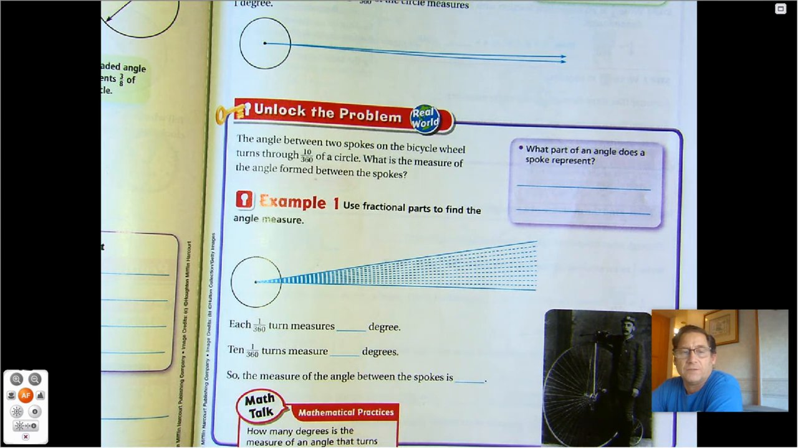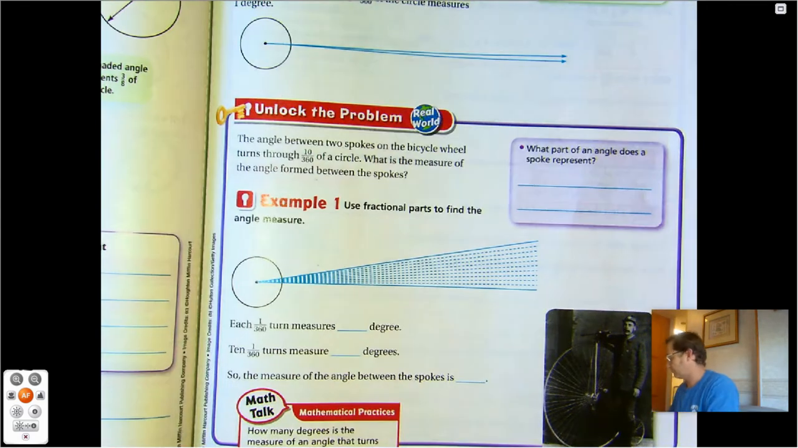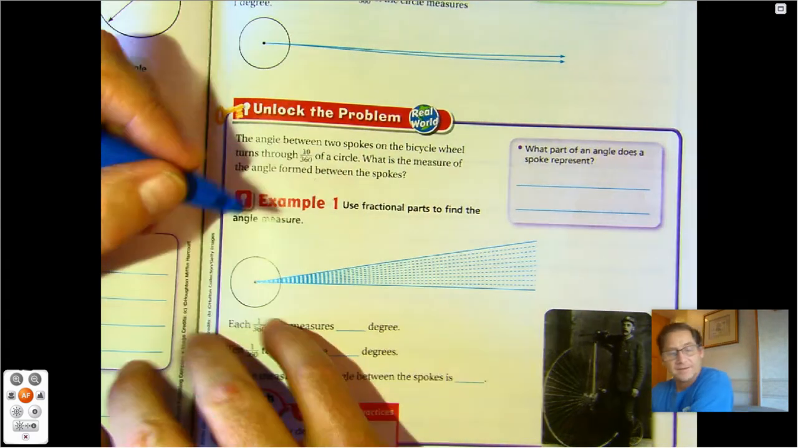So, unlock the problem. The angle between two spokes on the bicycle turns through 10/360th of a circle. What is the measure of the angle formed between the spokes? What part of an angle does a spoke represent? Well, it's the ray.